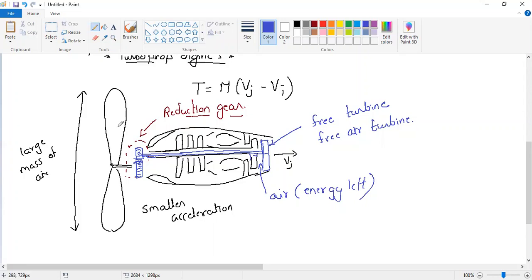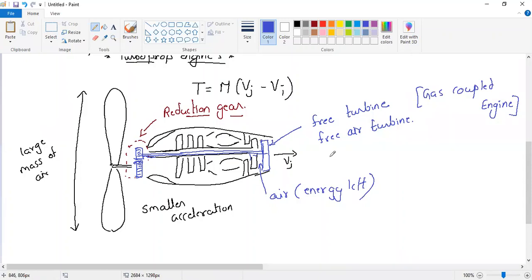Now, whenever there is no physical connection between the turbine and the compressor section, it is called a free air turbine, but the engine will be called a gas coupled engine. How will the name of the engine change? The name of the engine will become gas coupled engine.